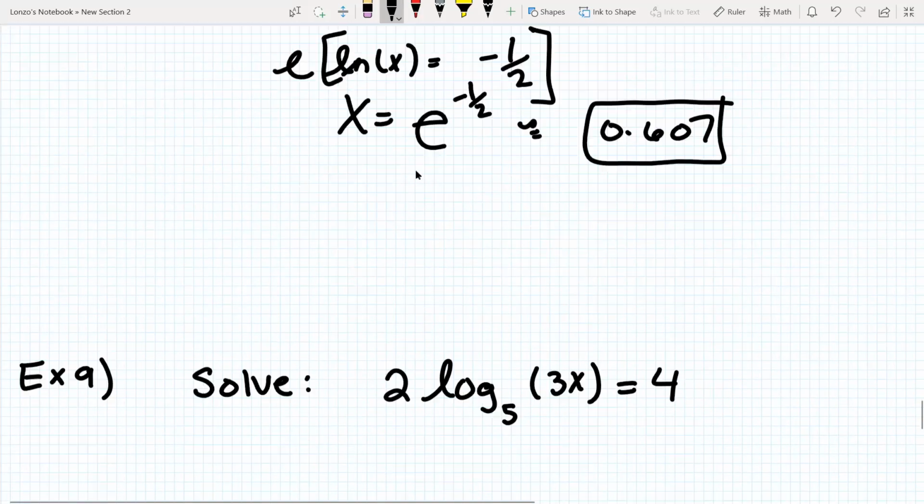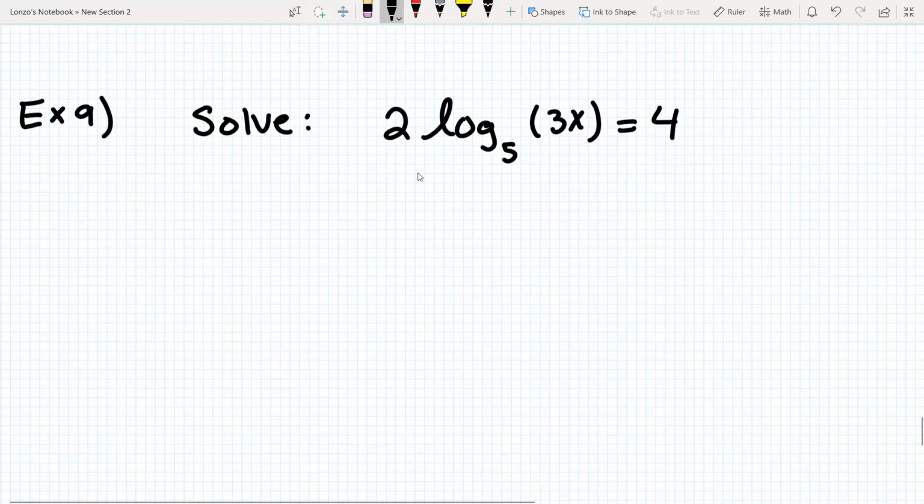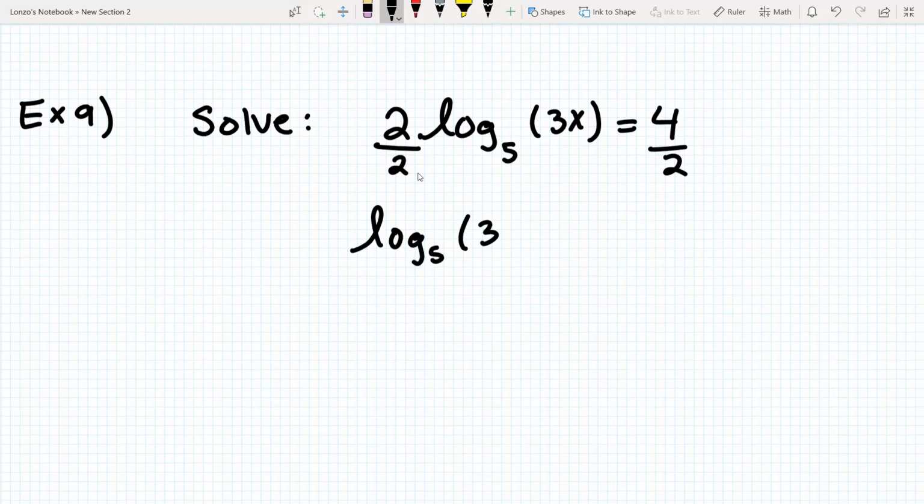Okay. Let's move on. We have 2 more examples, then we're done. So let's do example 9. We have 2 log base 5 of 3x equals 4. So the first thing I would do is get rid of this 2 by dividing both sides by 2. So we have log base 5 of 3x equals 4 divided by 2, which is 2.